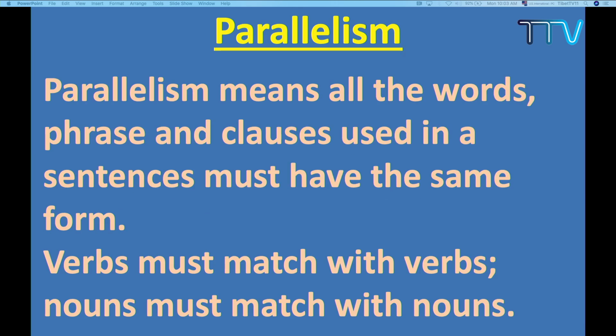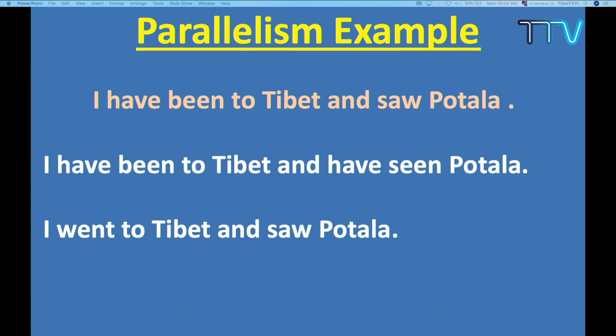The second one is parallelism. What is parallelism? Parallelism means all the words, phrases, and clauses used in a sentence must have the same form. A verb must match with a verb, a noun must match with a noun. If there is a noun form, you have to write the same noun form. If there is another form, you have to write that same form. If I give you an example, it will be very clear.